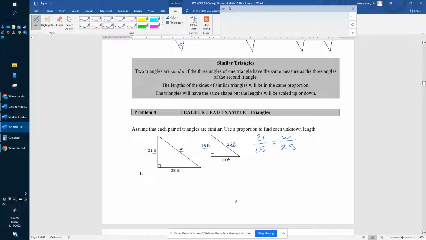Well, 21 and 15 are both divisible by 3, so I am going to make this 7/5 equals W over 25. We can simply multiply both sides by 25. One of the 5's is going to cancel out with the 5 on the bottom. We have 5 times 7 is 35 equals W.